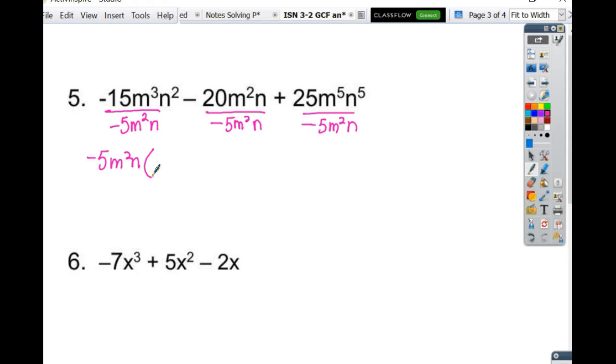Negative 15 divided by negative 5 is 3. 3 minus 2 is 1. 2 minus 1 leaves me with 1. Negative 20 divided by negative 5 is plus 4. The m's cancel. The n's cancel. And then 25 divided by negative 5. 5 minus 2 leaves me with 3. And 5 minus 1 leaves me with 4.